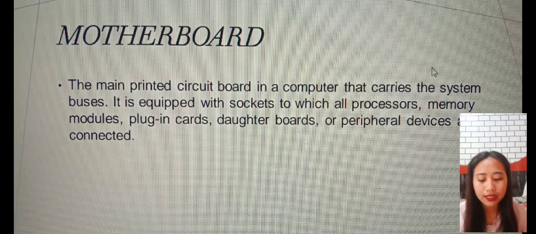The second one is motherboard, also called mainboard or system board, the main circuit board inside the computer. It provides power and data transmission between these components and also houses the BIOS, or basic input-output system, chip that manages the boot up process and system configurations. The motherboard determines the overall compatibility and expansion capabilities of a computer system.